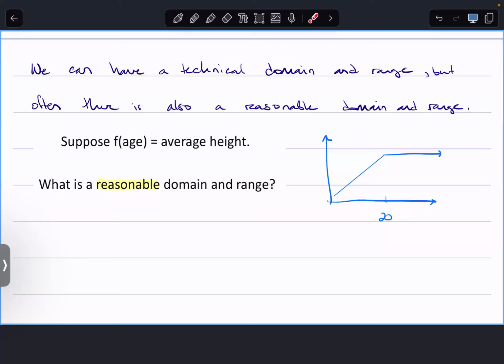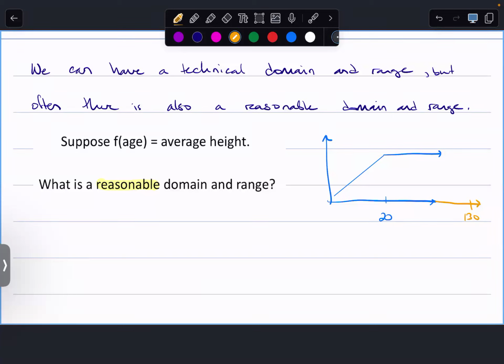So we've got age as the input. That's why I put it on the x-axis, and the average height is the output, so that's going to be on your y-axis. Now, a reasonable domain: technically the average height would continue to infinity, but we stop aging at some point. Let's max it out at 130, or 120. It depends on how good medicine is. But in terms of a reasonable domain, we would accept ages up to 130.